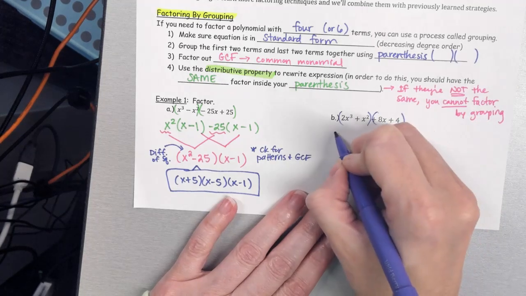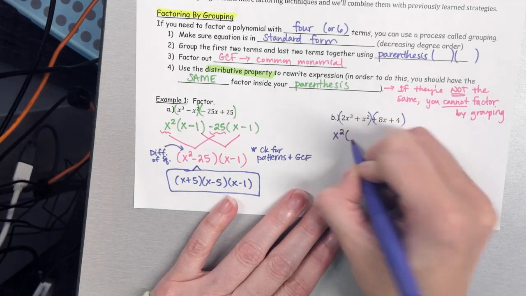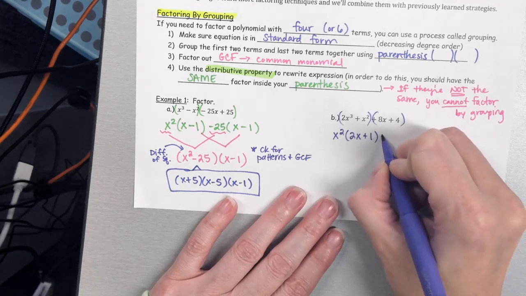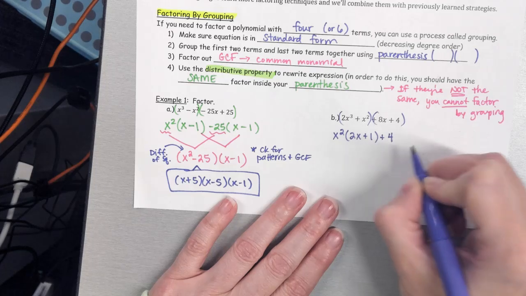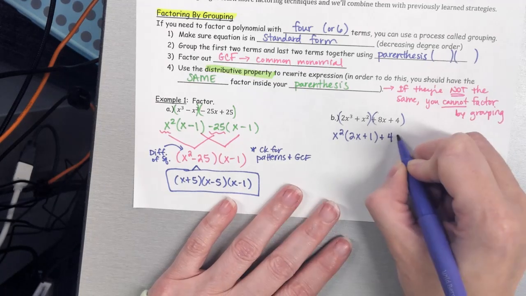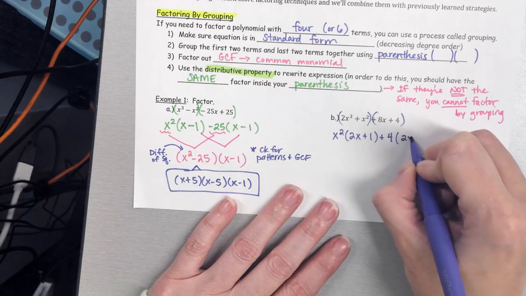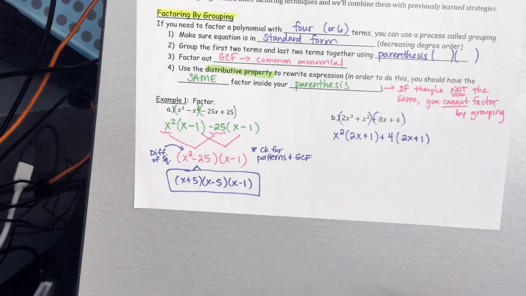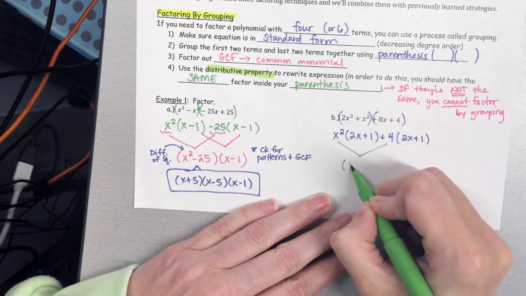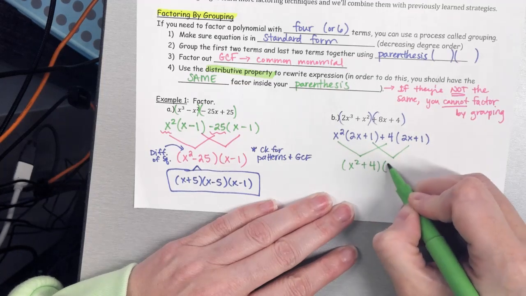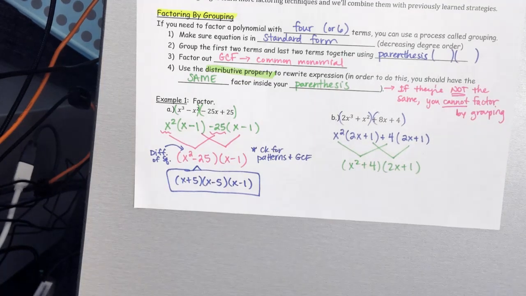You guys did a nice job starting this and pulling out the x squared. And then when you pull out a positive 4, I put the plus there, so you know what you're going to be adding. And then again, you get the 2x plus 1. So when you make your two factors, you have x squared plus 4 times 2x plus 1.